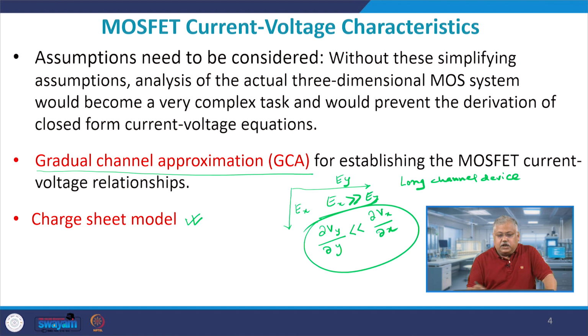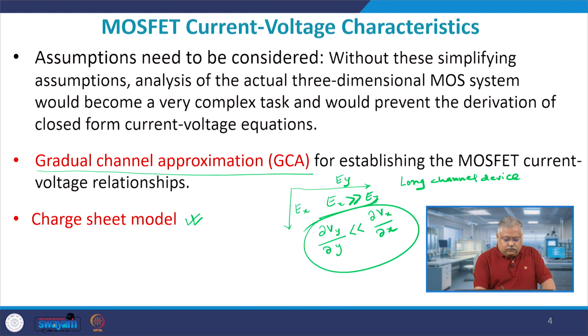Right? This is relatively large. And this gives me an idea that I can therefore use a one dimensional equation in order to solve it. That makes my mathematical derivation relatively easier to handle. That's the reason we take the gradual channel approximation. But if my channel lengths are reduced drastically, then the GCA, or gradual channel approximation, does not hold good, right?